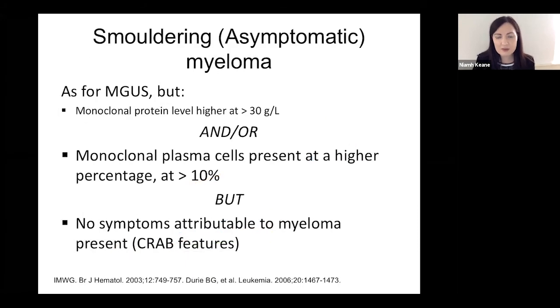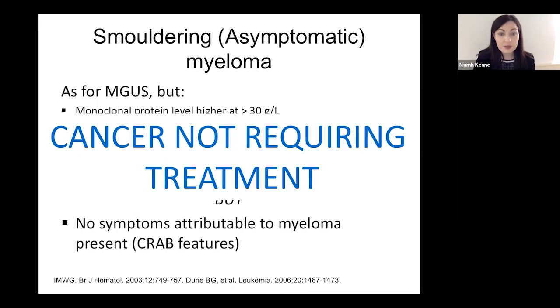Smouldering or asymptomatic multiple myeloma then is the next category. So the diagnostic criteria for this are very similar to MGUS, except that they tend to have a higher monoclonal paraprotein, so it's usually greater than 30, and or a higher burden of plasma cells in the bone marrow, so generally greater than 10%. But importantly, there's no evidence of multiple myeloma CRAB features, so the high calcium, kidney damage, anemia, or bony problems. So it is regarded as a cancer, but not requiring treatment.